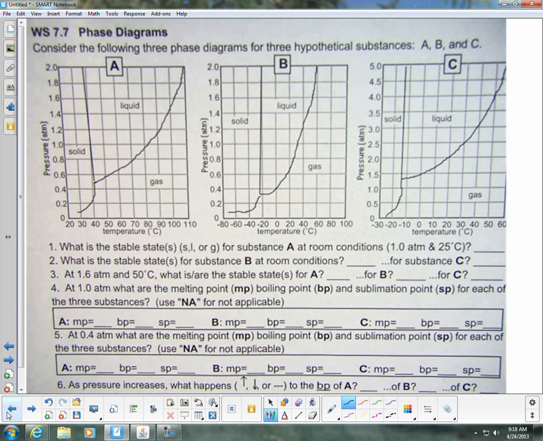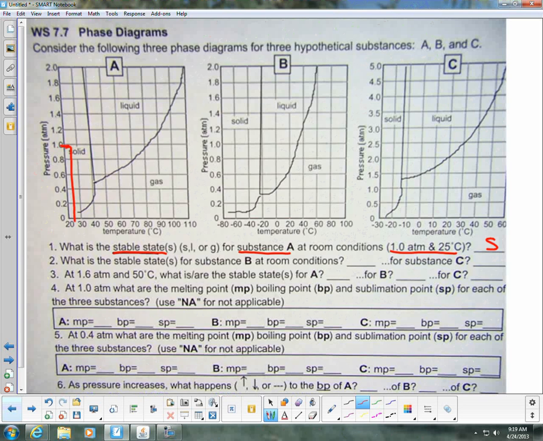So going back, here we have 3 graphs. Everybody's looking at your worksheet now. Keep your notes close because we're going to come back and forth. On this first one, what is a stable state? Stable state for substance A at room conditions, which is 1 atmosphere and 25 degrees. So what do I have to do? I have to come to A, and at 1 atmosphere and 25 degrees, I connect, and where am I? Solid. So I put over here, solid.